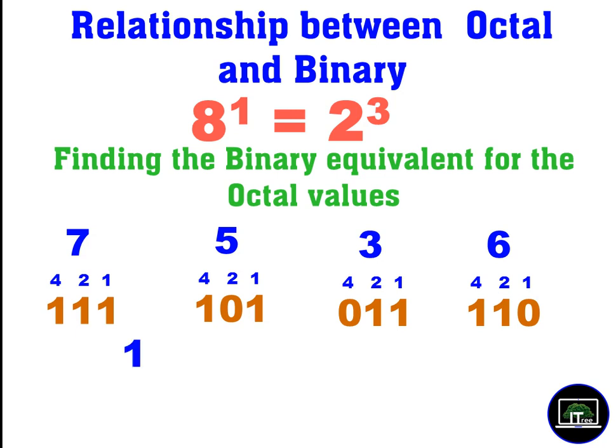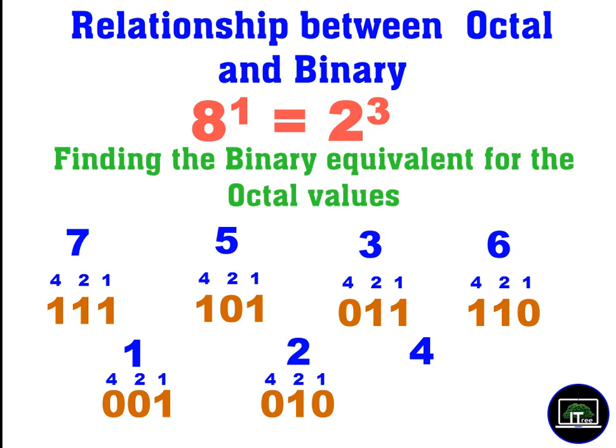We'll make 1. How do you make 1? You write 4 2 1. It's 0 0 1. Next one, 2. How do you make 2? 4 2 1. It's 0 1 0. Make that 4 now. It's 4 2 1, you write 1 0 0.